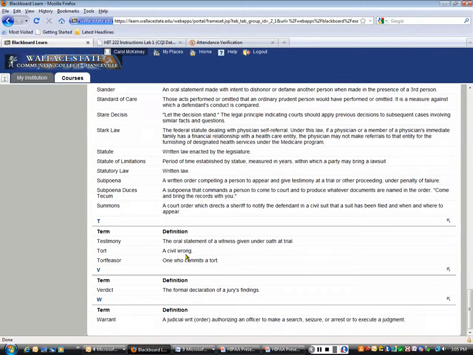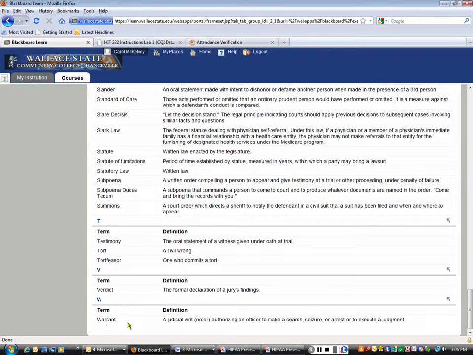And then this next term always sounds funny to me. A tortfeasor. It's one who commits a tort. We said that tort is a wrong committed to someone else. Okay, finally, last two, the verdict is just the decision, the formal declaration of a jury's findings. That's the verdict in a trial.